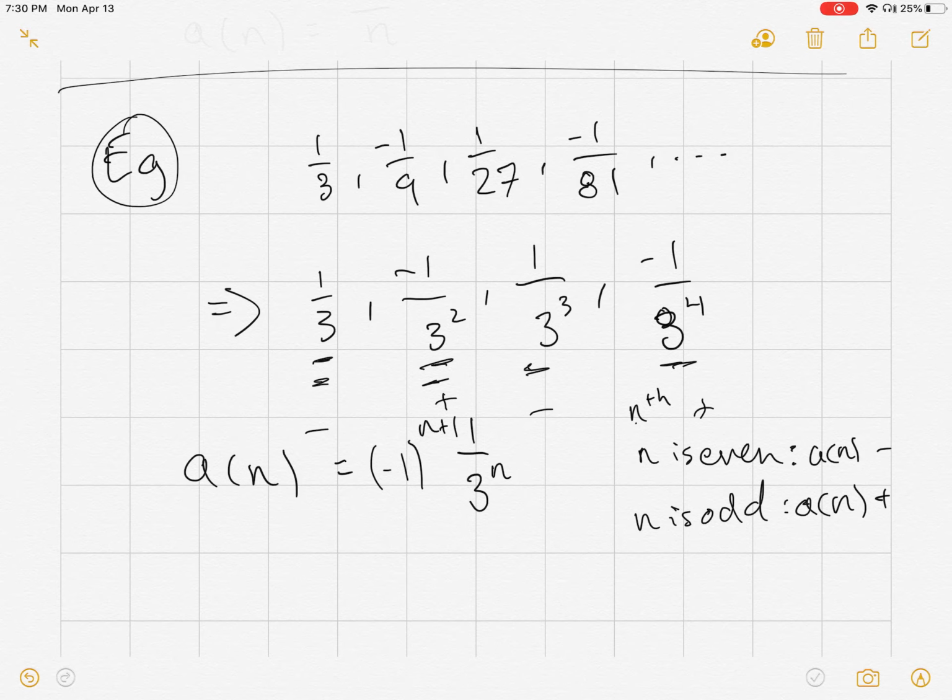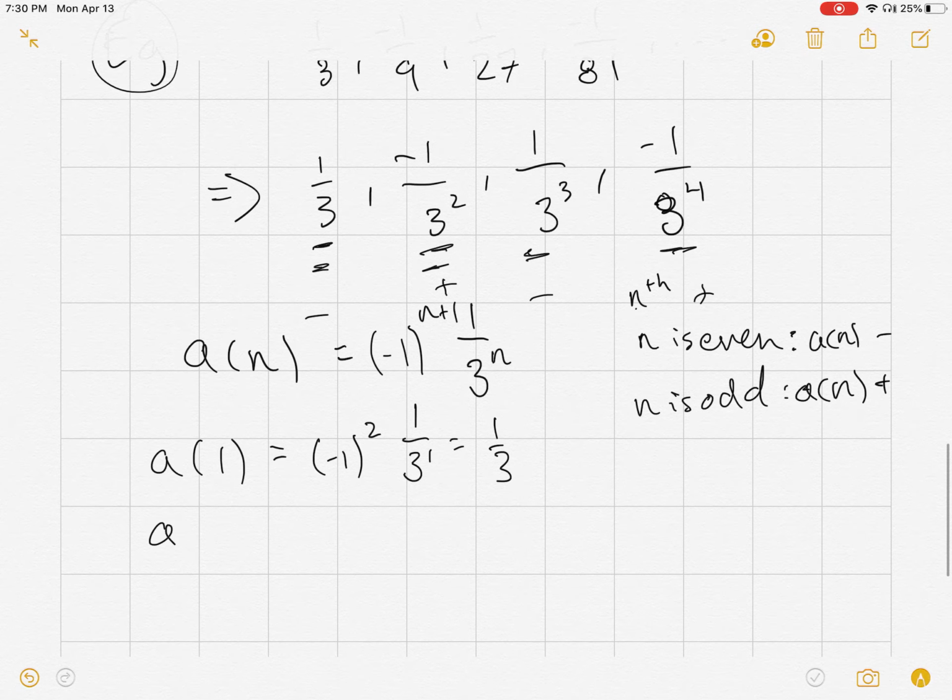So when we plug in 1 to our a here, our a of 1, we're going to get negative 1 raised to the power of 2 times 1 over 3 to the power of 1, which should give us 1/3. And that's exactly what we were looking for. If we look instead at a of 2, we're going to get negative 1 to the power of 3 times 1 over 3 squared, which will give us negative 1/9. And we can see that if we continue this pattern, we've described sufficiently what that sequence is going to look like.